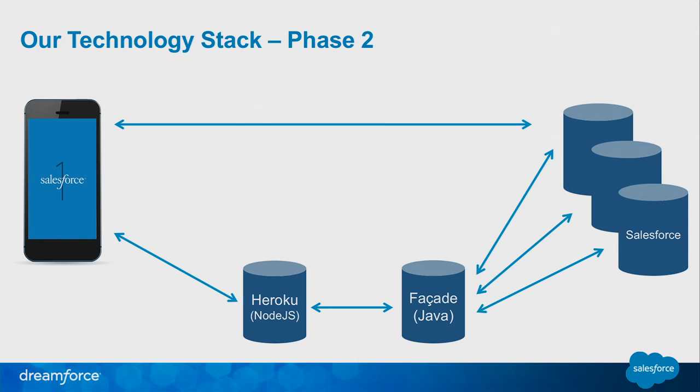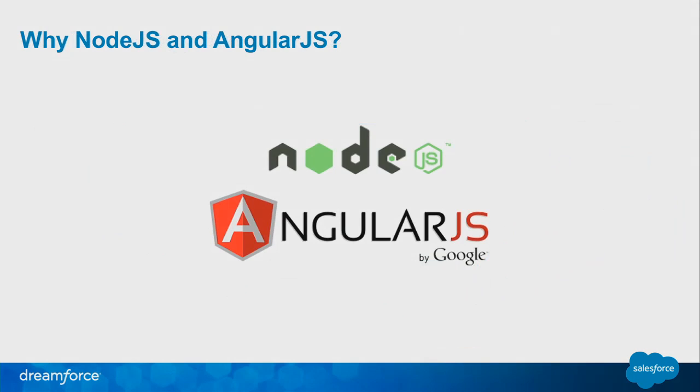But how did we come up with NodeJS, AngularJS? Right, this is what we're building with right now. And really the only answer is we wanted a full JavaScript stack. Node.js acts as a little server for us, proxying things through to the facade. AngularJS is the heavyweight champion that we're using to build our apps, our single-page apps.